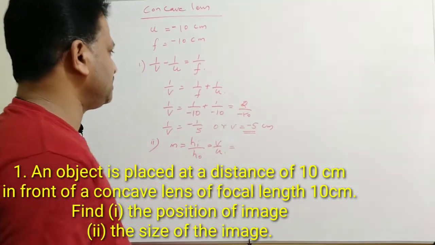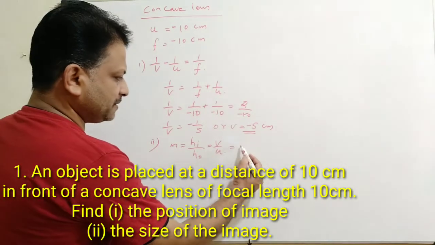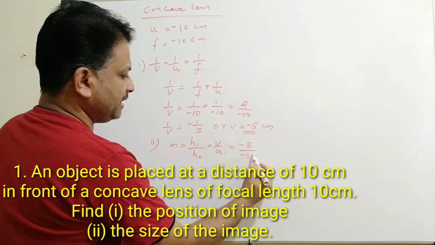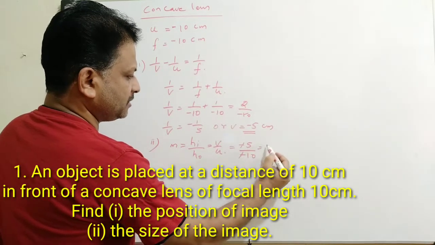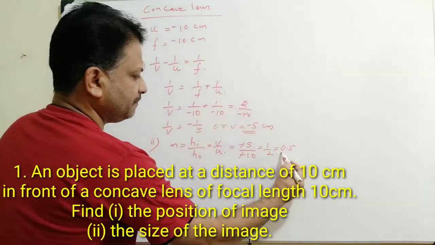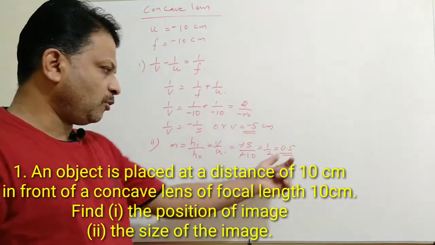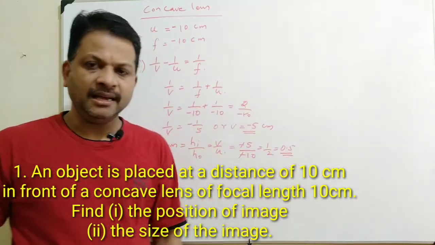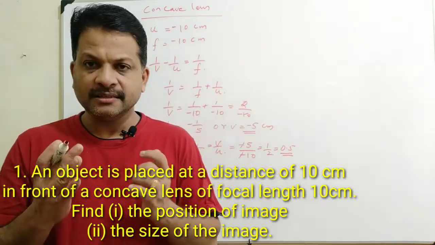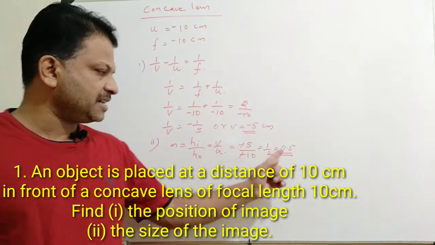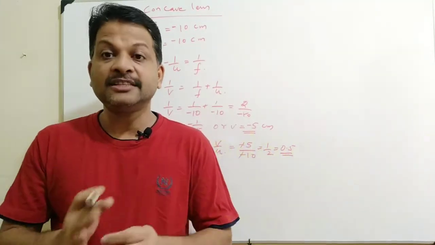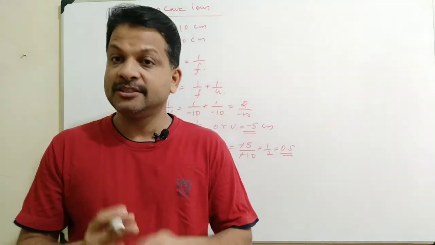So we have the image distance. What is the image distance with the proper sign? -5 divided by U with the proper sign -10. Cancels out, it comes out to be 1 by 2, that is equal to 0.5. It has no unit since it is a pure ratio. So the magnification is 0.5. What do you mean by magnification is 0.5 or 1 by 2? It means the size of the image is half of the size of the object.